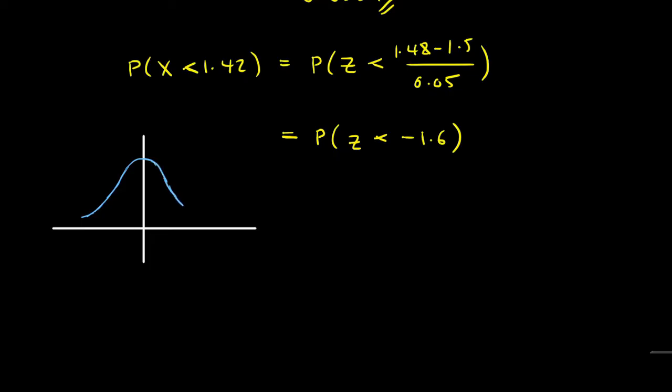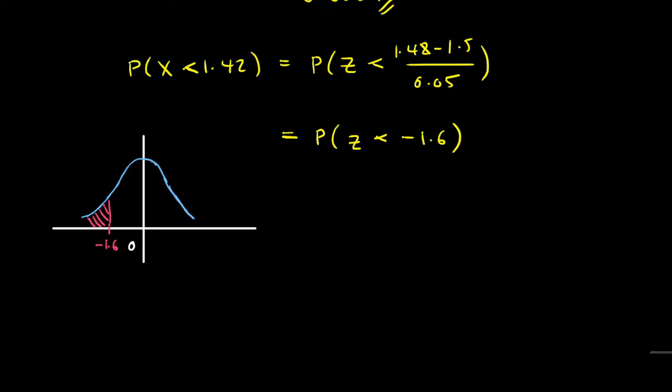So it looks something like that. Okay, so it's centered upon 0. Now, we want to find the probability that we are less than negative 1.6. So where would that be? Well, let's put negative 1.6 there. What we've been asked to find is that region there.